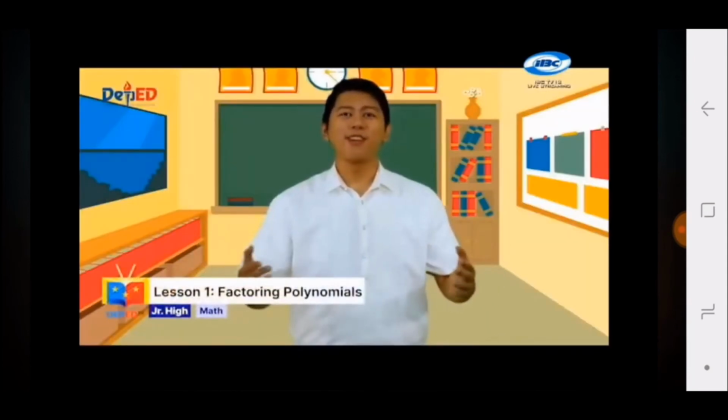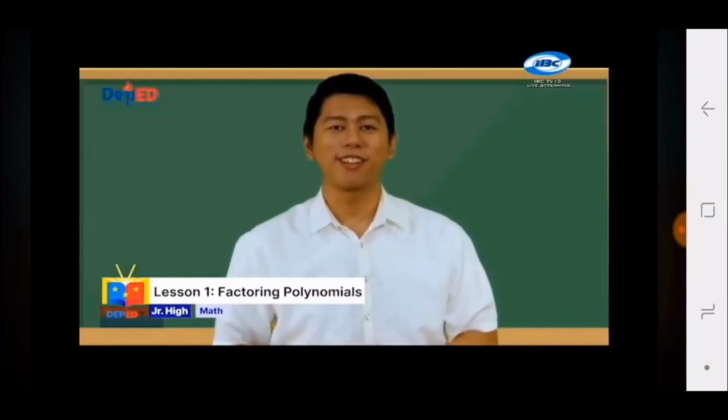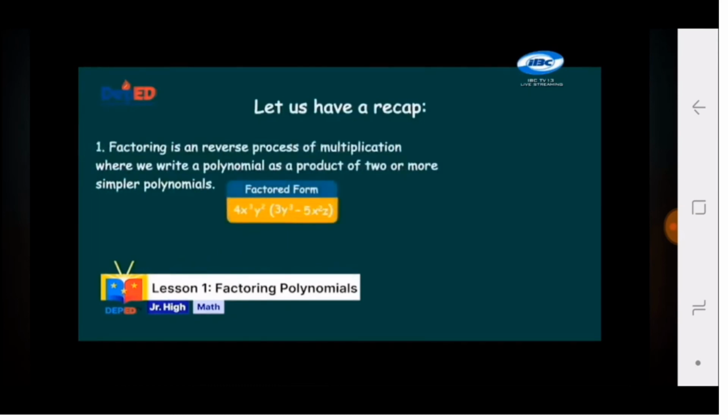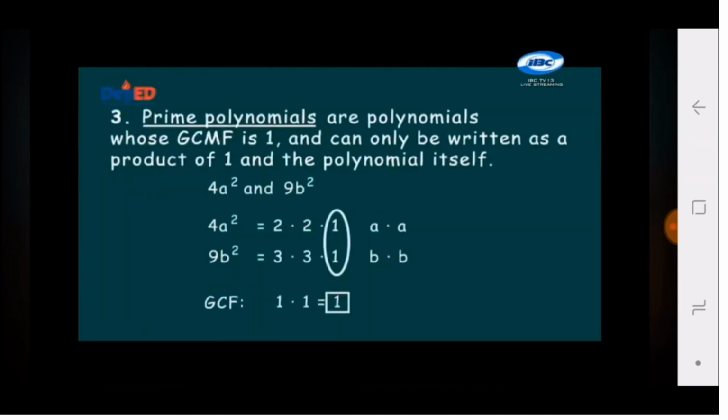And there you have it. We have discussed how to factor polynomials by getting the greatest common monomial factor. Let us have a recap. 1. Factoring is the reverse process of multiplication, where we write a polynomial as a product of two or more simpler polynomials. 2. The greatest common monomial factor of two or more expressions is the product of the GCF of the numerical and literal coefficients. 3. Prime polynomials are polynomials whose greatest common monomial factor is 1 and can only be written as a product of 1 and the polynomial itself.